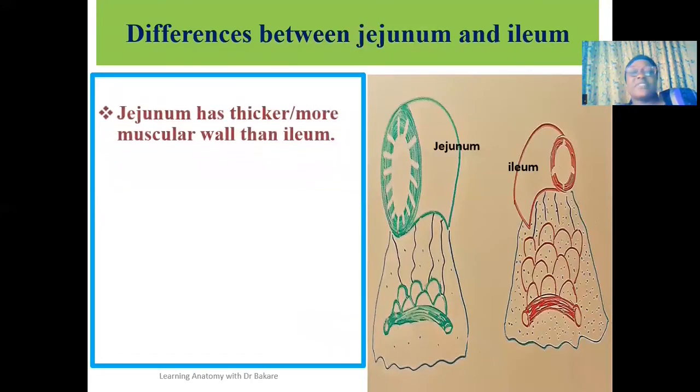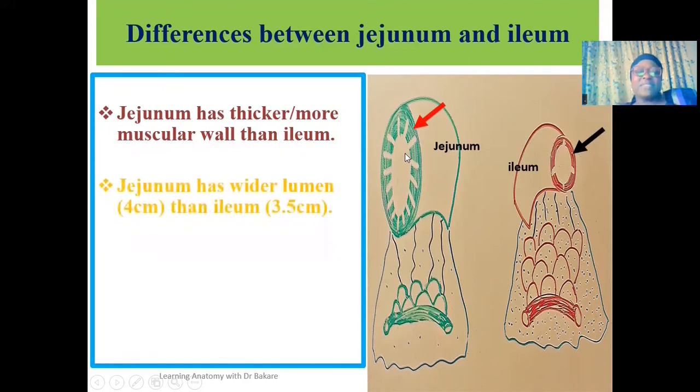The first difference is that the jejunum is thicker in wall and also more muscular. If you look at the wall of the jejunum, you see that it is thicker and also muscular. This is the wall of the jejunum and this is the wall of the ileum. The ileum wall is thinner than what is presented in the jejunum image, and less muscular.